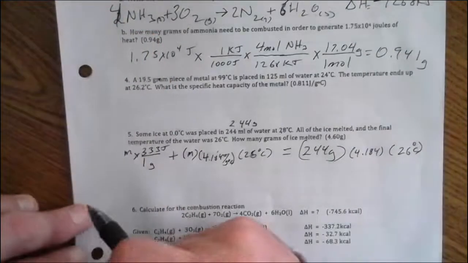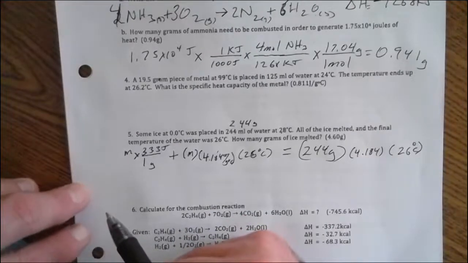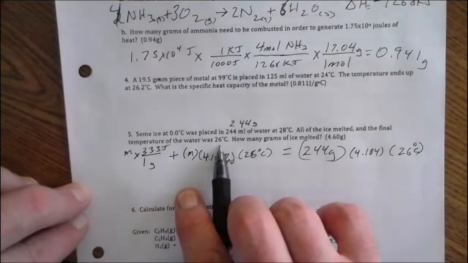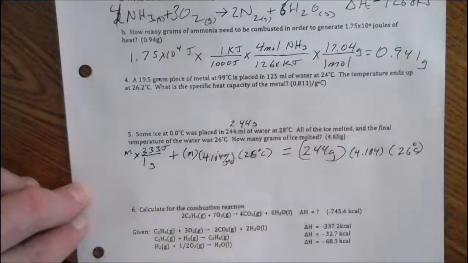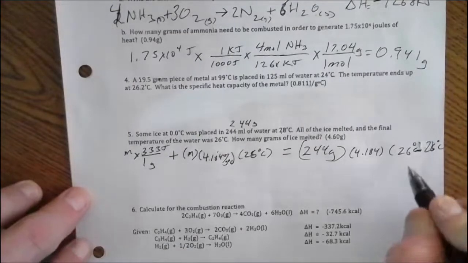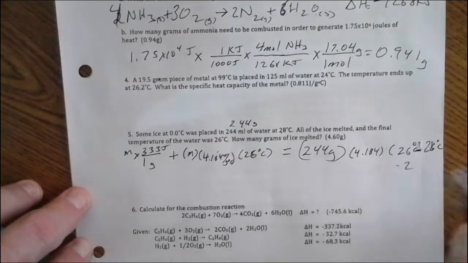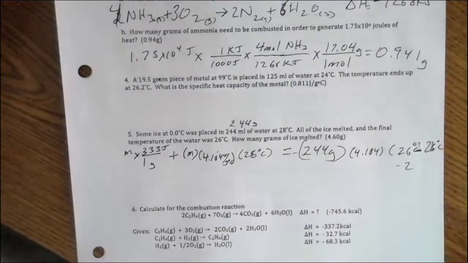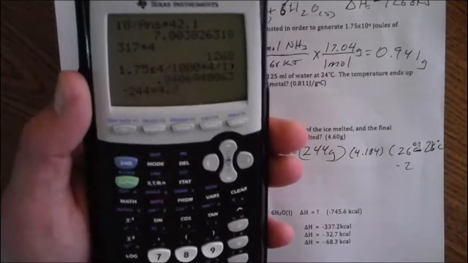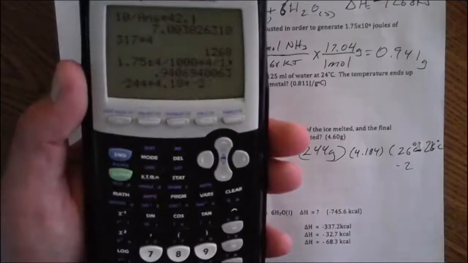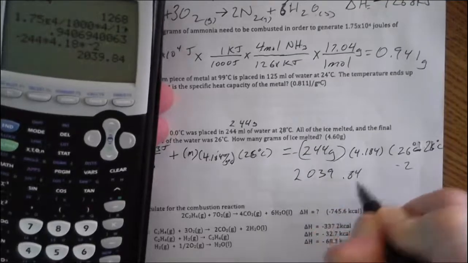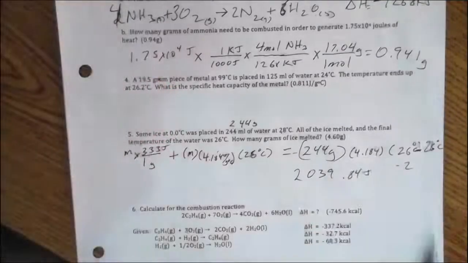Final temperature of everything is 26. So this would be 26 minus 28 degrees Celsius, which would be what? -2. Remember, we can take the negative of one of these. So, -244 grams times 4.184 times -2 is 2,039.84 joules, again, because that's what this is in.